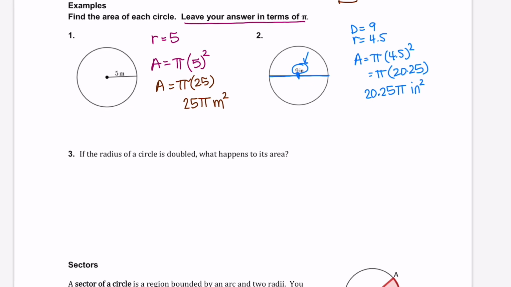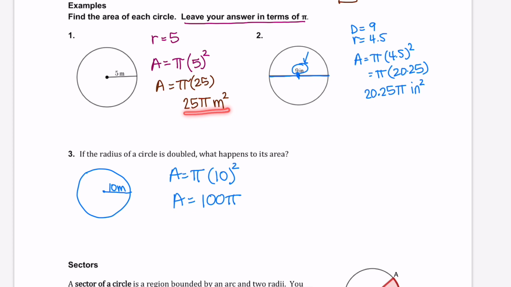On number 3, I'm looking to see, if the radius of a circle is doubled, what happens to its area. Let's look at number 1. My radius is 5. Let's double that radius and give a radius of 10. Instead of 5 meters, we'll have 10 meters. I use my area formula, which is pi times my radius, 10 squared. 10 times 10 is 100 pi. So what happened is I went from 25 pi to 100 pi.